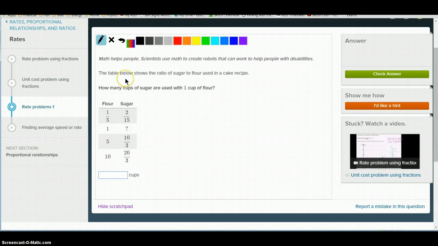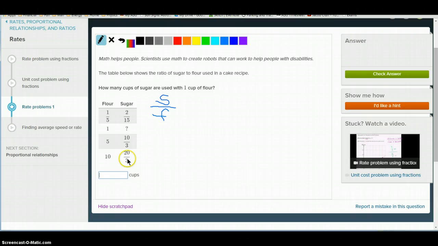Okay, so the table below shows the ratio of sugar to flour used in a cake recipe. How many cups of sugar are used with 1 cup of flour? Okay, so let's take a look at this. How many cups of sugar for 1 cup of flour? So we can do sugar over flour. So we're going to use this ratio, and we'll see what happens.